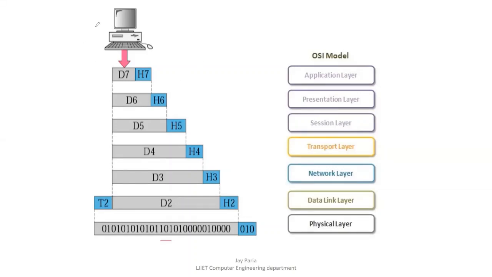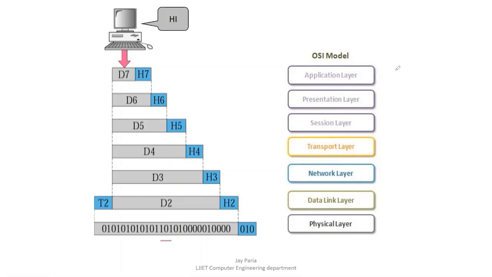As you can see, this computer wants to send data. For example, this computer wants to send the message hi. When the computer sends the message, the message will follow all the layers. Let's try to understand. This is the OSI layer which we just discussed, that it has the seven layers.